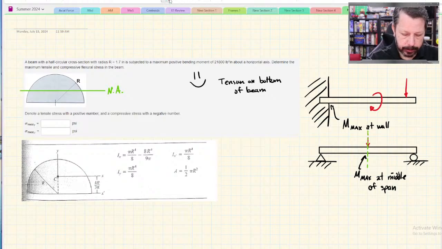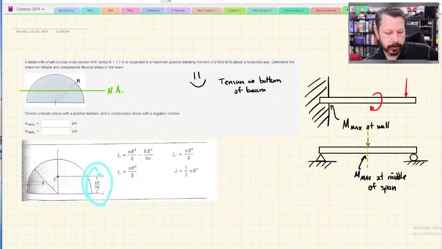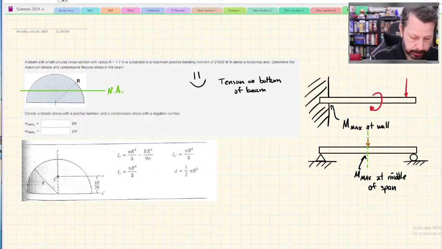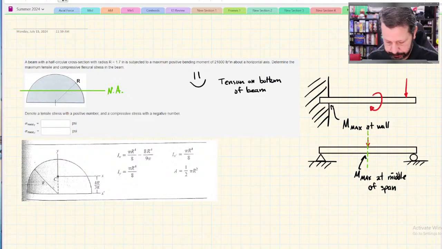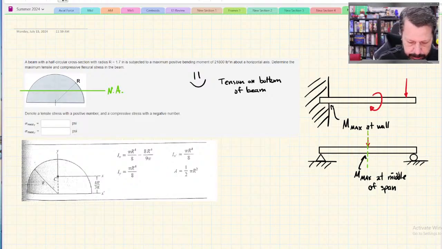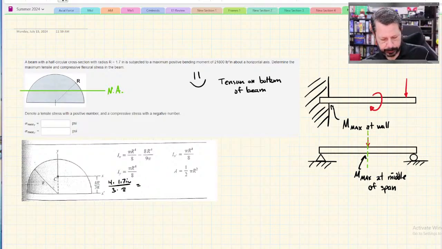In our little diagram here, they did give us this value, which is the location of the centroid, which is also the location where the neutral axis is. So let's find that first. I need to find my calculator. So 4r over 3 pi is going to be 4 times 1.7 inches over 3 pi equals, let's see, 0.72.